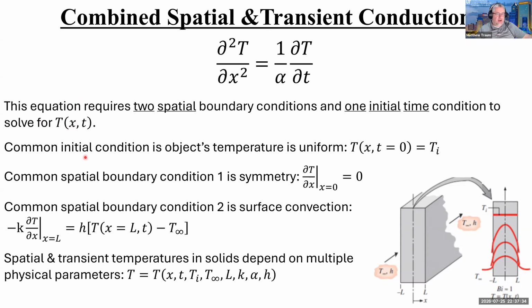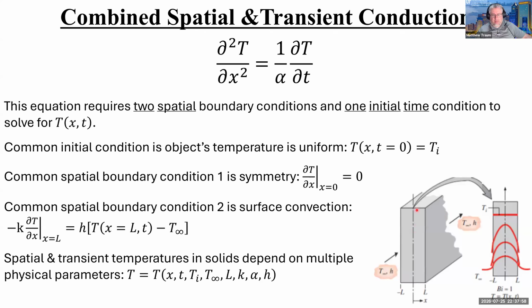Okay, so a common initial condition on the object's temperature is that we just assume the thing is uniform temperature at the beginning of whatever process we're trying to interrogate. So in terms of the math, that means that the temperature at any x at time equals 0 is equal to some initial temperature, right? So the whole thing is this uniform temperature.